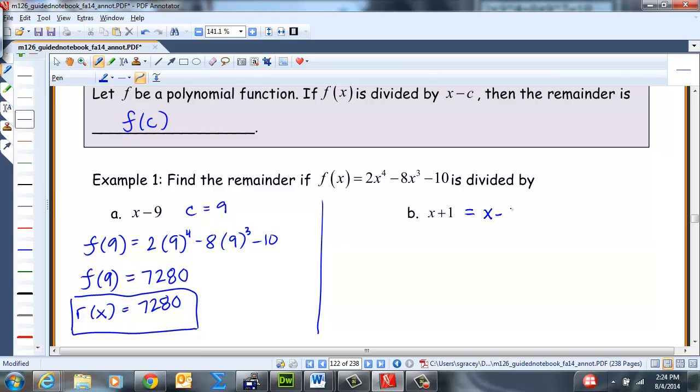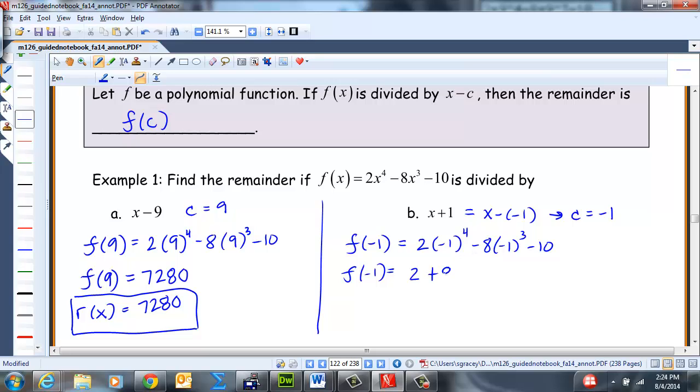Remember, this is equivalent to x minus negative 1. We have to get it in that format of x minus c. So that means that our c is negative 1. So the function evaluated at negative 1 is 2 times negative 1 to the 4th minus 8 times negative 1 cubed minus 10. So f of negative 1 is positive 2, and then negative 8 times negative 1 is plus 8, minus 10. So f of negative 1, do you see, is 0.